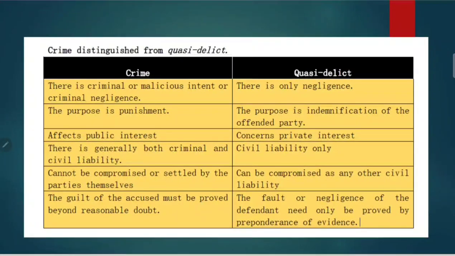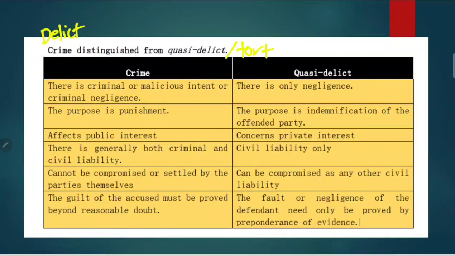So, ayun. I-distinguish natin si crime from quasi-delict or tort. Other term for crime is delict. So, it's practically delict distinguished from quasi-delict. Crime, merong criminal or malicious intent or criminal negligence. Pagdating sa quasi-delict, there is only negligence. Crime, the purpose is punishment. Pagdating naman sa quasi-delict, purpose is indemnification of the offended party.